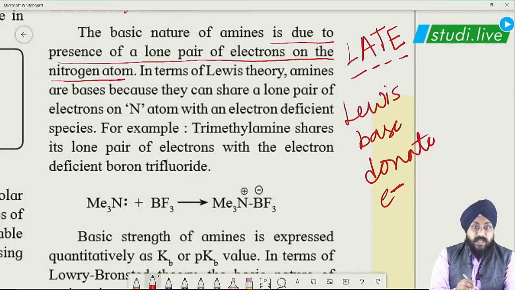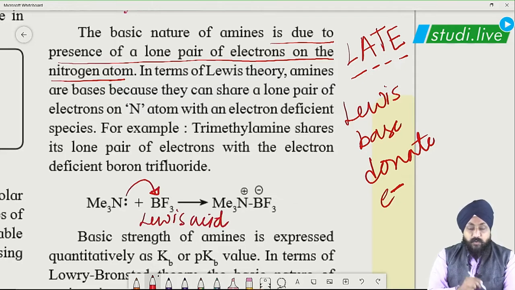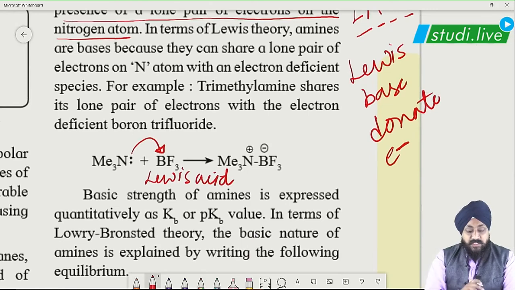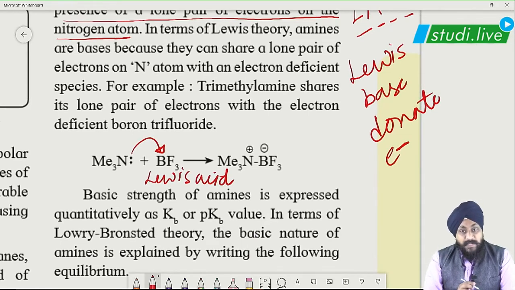See students, if you look carefully, Me3N is an amine. It has a lone pair on N, and it donates its electrons to a Lewis acid, which here is BF3, and you get a salt. Now this basic strength is expressed in terms of Kb, and the other one is pKb.